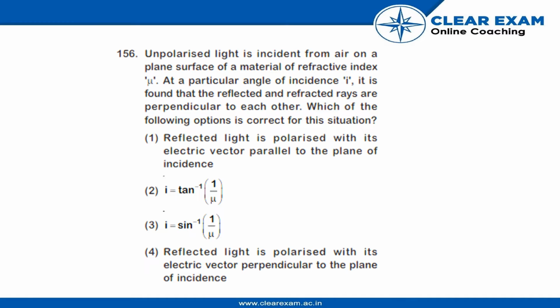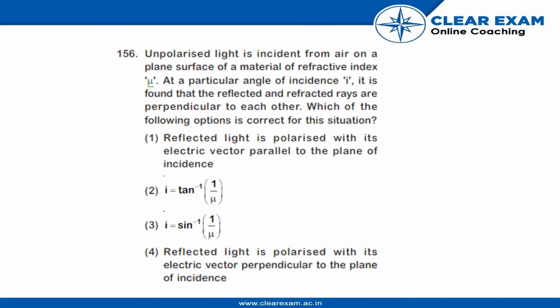Students, we would be discussing this question and its solution. The question says, unpolarized light is incident from air on a plane surface of a material of refractive index mu at a particular angle of incidence I.